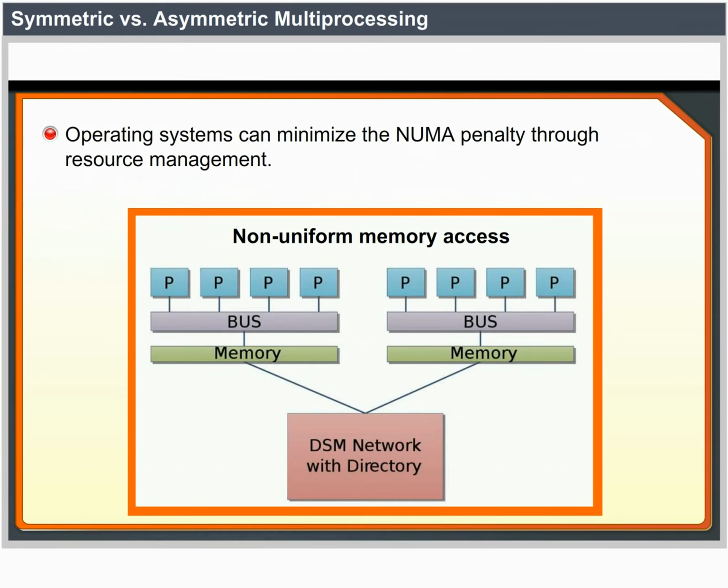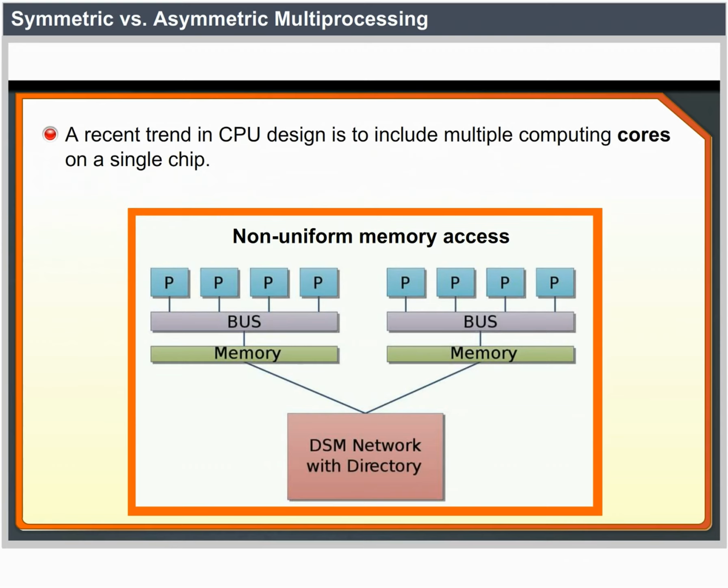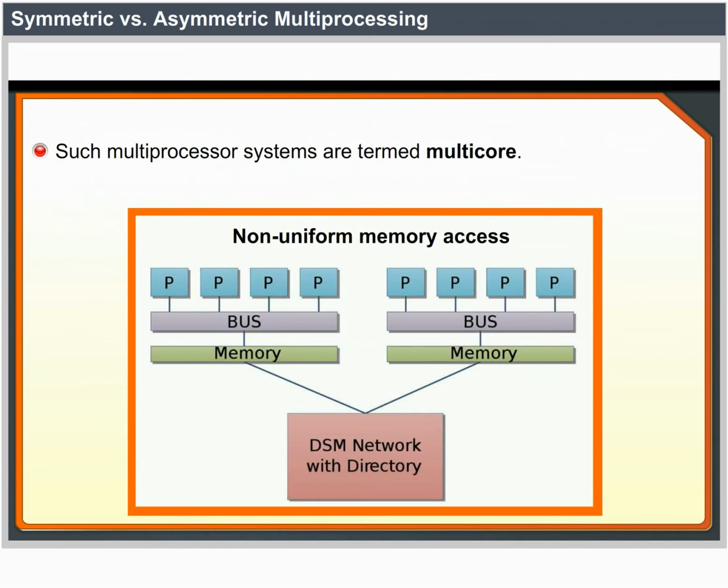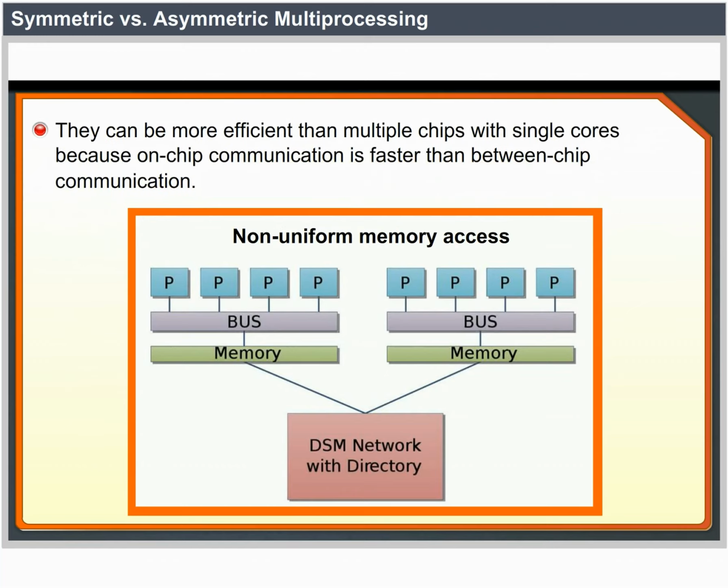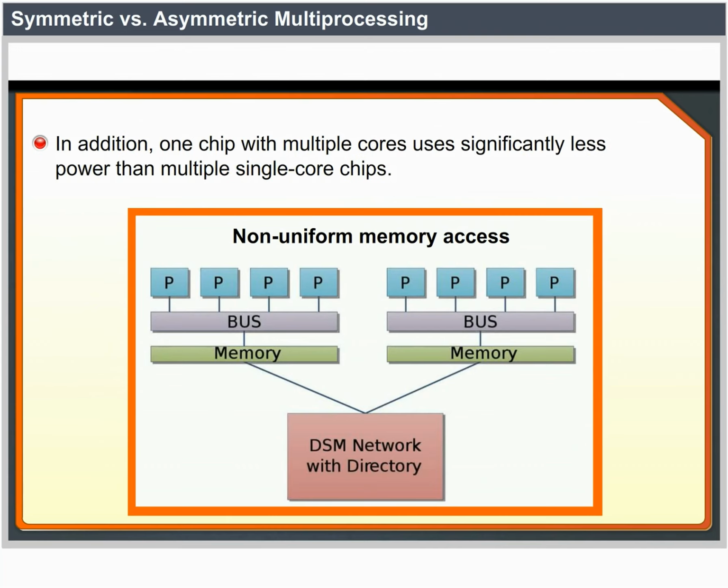A recent trend in CPU design is to include multiple computing cores on a single chip. Such multiprocessing systems are termed multicore. They can be more efficient than multiple chips with single cores because on-chip communication is faster than between-chip communication. In addition, one chip with multiple cores uses significantly less power than multiple single-core chips.